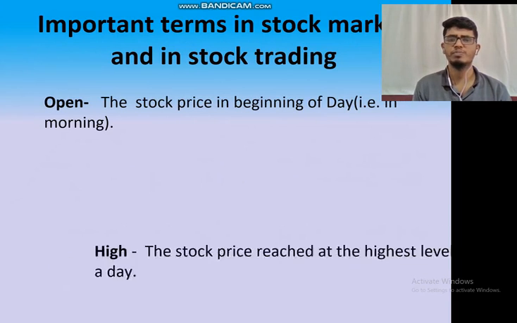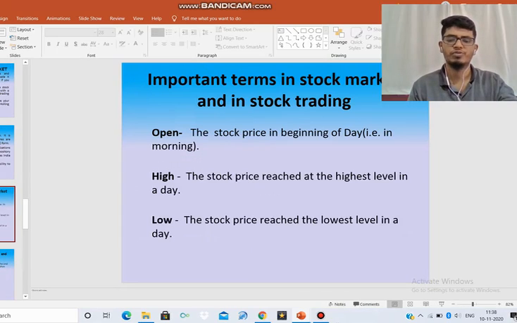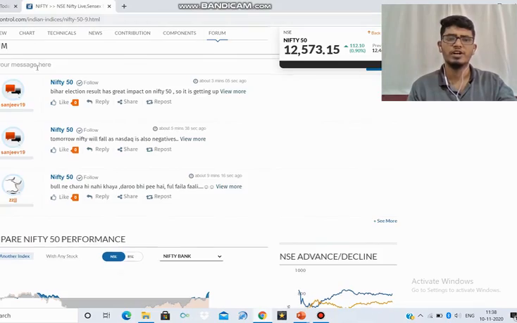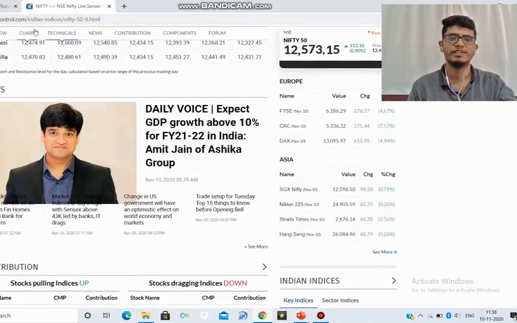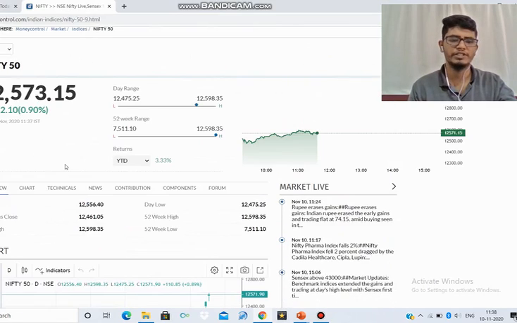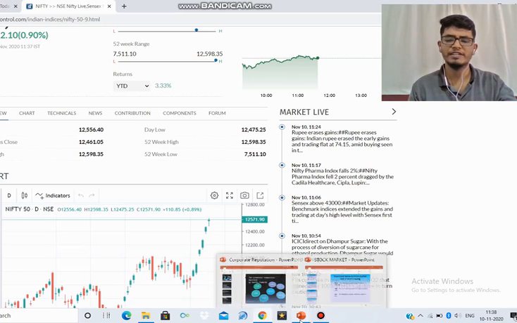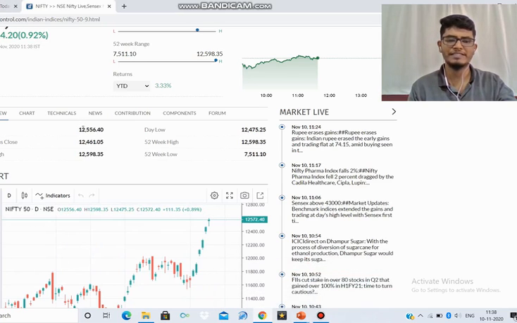Here are some of the important terms in the stock market. Opening price is the stock price at the beginning of the day. I have shown this in previous classes too. I have opened the Money Control app, and in the market I have opened Nifty. See, here is the opening price, and here is the previous day's close. The previous day's close and the opening price are different.